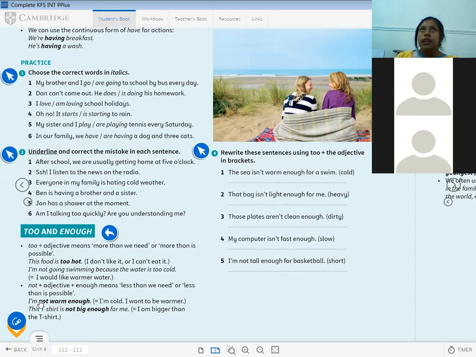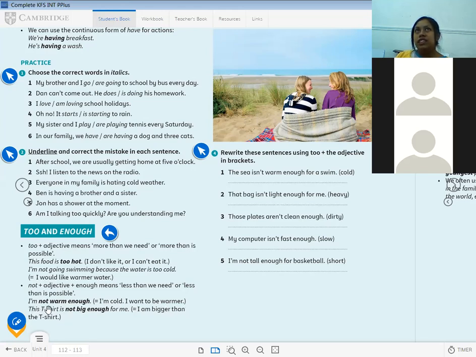So now in this sentence, how do we understand I'm not warm enough? No estoy suficientemente caliente. Exacto, no estoy lo suficiente caliente o cálido. Es como si dijéramos, tengo frío, quiero estar más calientito.